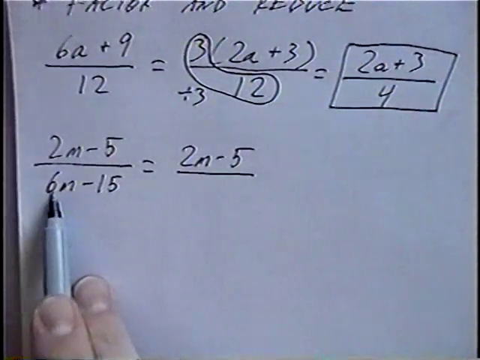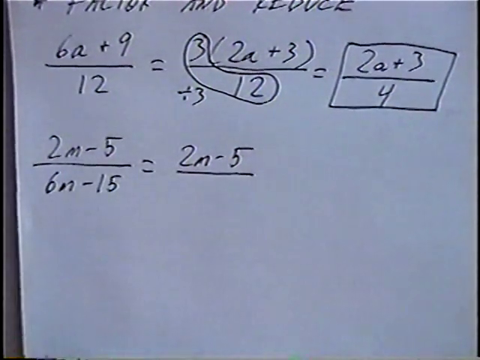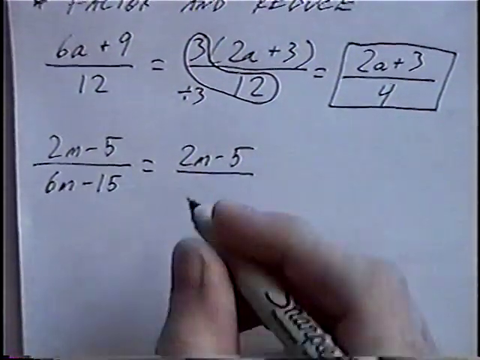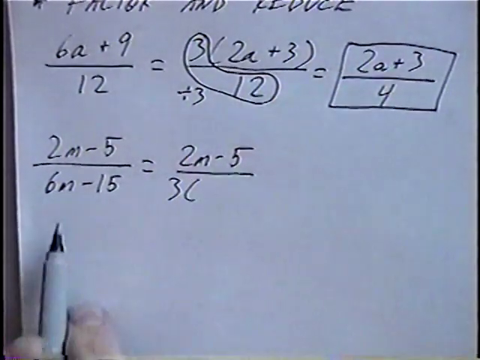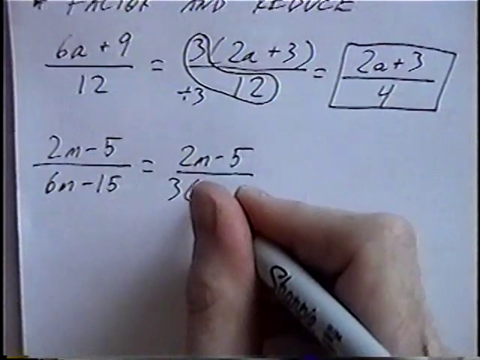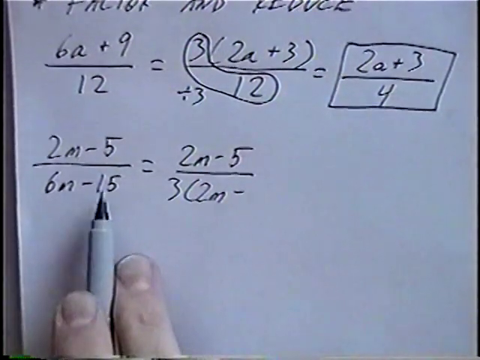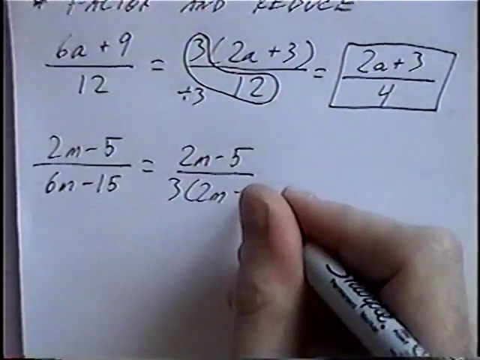For the denominator, 6 and 15, the biggest number that goes into 6 and 15 would be 3. And again, dividing each of these by 3, we're left with 2m, and 15 divided by 3 would be 5.